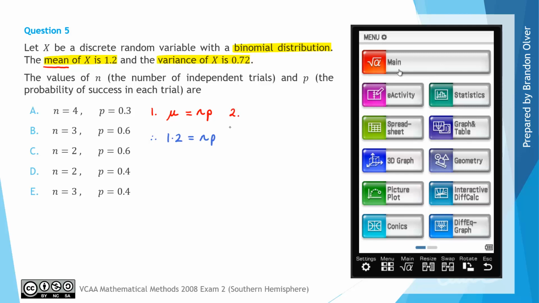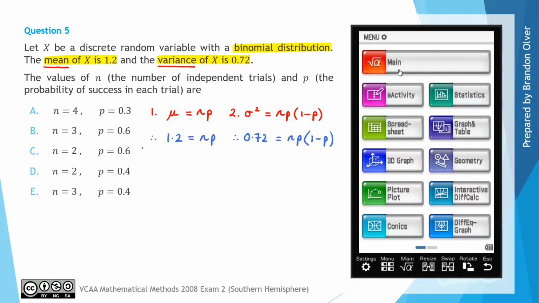And now the second equation we're going to set up relates to the variance, because that's the other piece of information they've given us. So the variance, which is represented by sigma squared, is equal to n times p times 1 minus p. Therefore, the variance is 0.72, so that's equal to n times p times 1 minus p. And we can now solve this set of simultaneous equations for n and p using a CAS calculator.